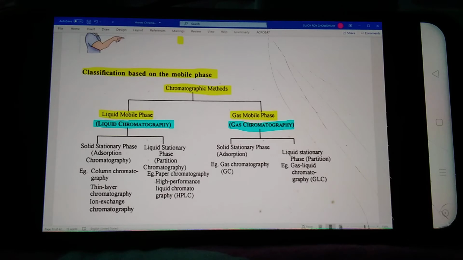Now the stationary phase can be solid or liquid; the stationary phase cannot be gas, so these are the two options. If it is solid, that is adsorption chromatography, and whenever there is a liquid stationary phase, that is partition chromatography. Similarly, in the gas mobile phase, a solid stationary phase is adsorption chromatography, and a liquid stationary phase is partition chromatography.